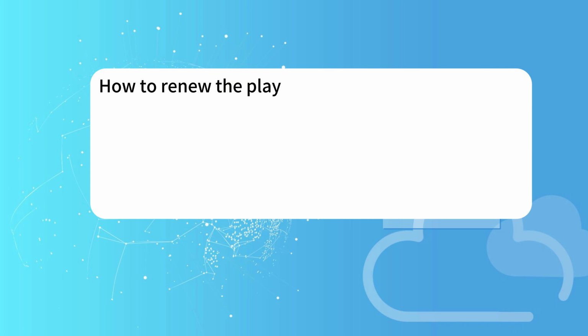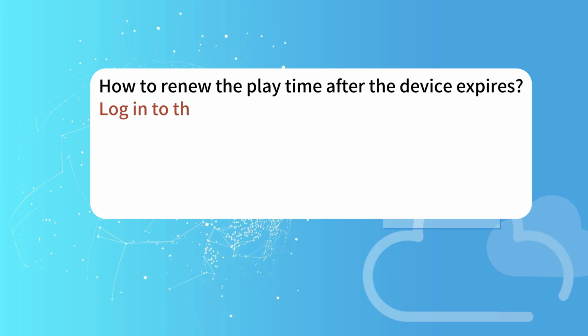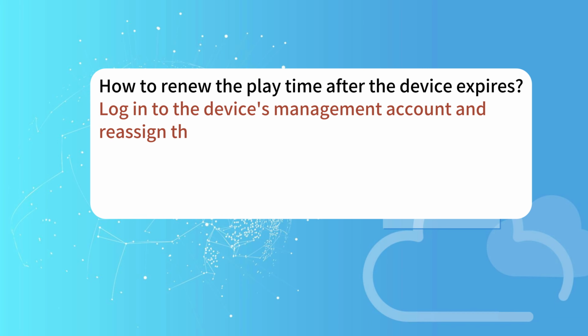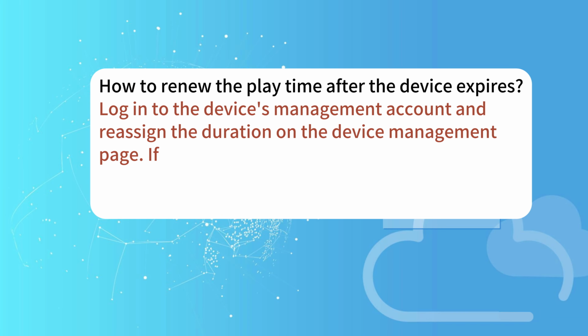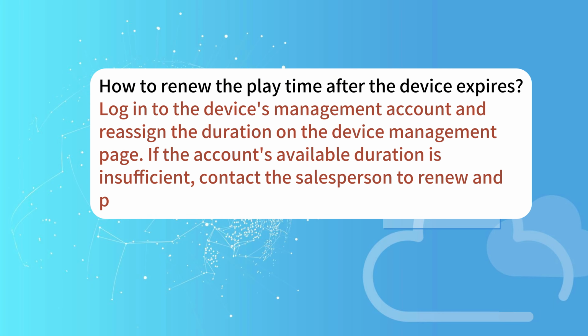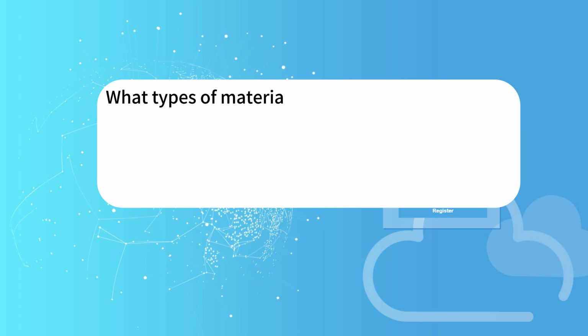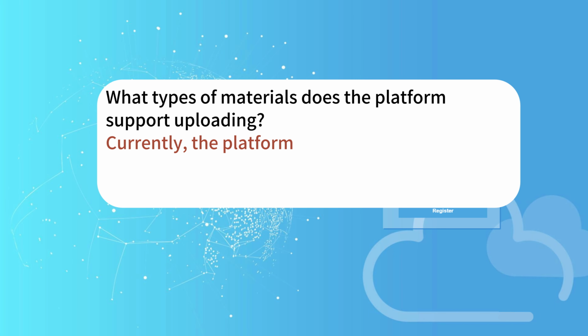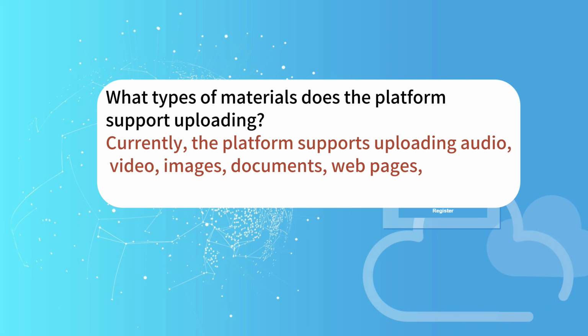How to renew the play time after the device expires? Log into the device's management account and reassign the duration on the device management page. If the account's available duration is insufficient, contact the salesperson to renew and purchase duration. What types of materials does the platform support uploading? Currently, the platform supports uploading audio, video, images, documents, web pages, RSS, streaming media, and text.